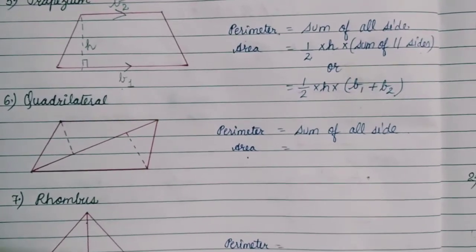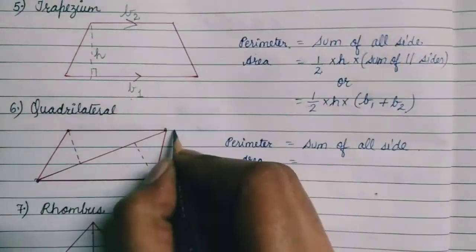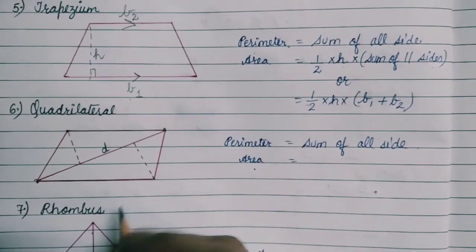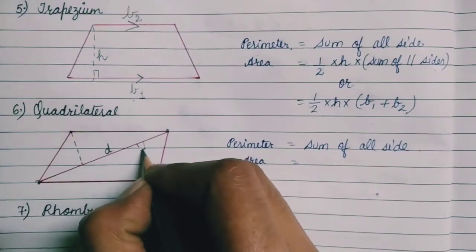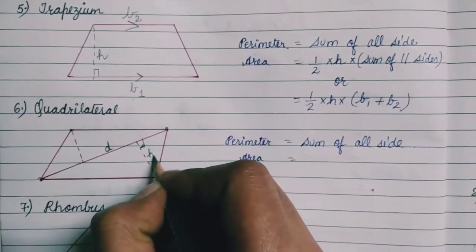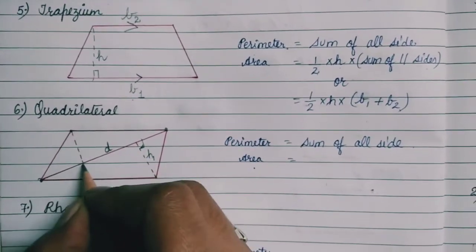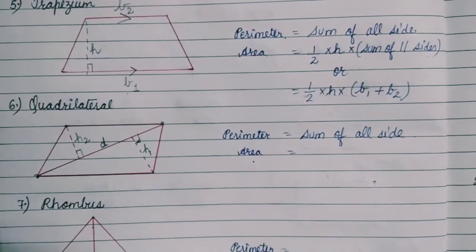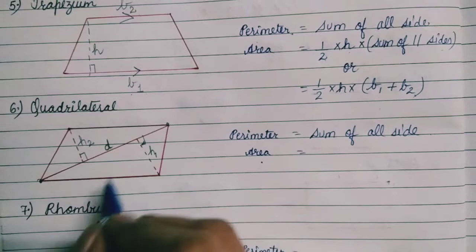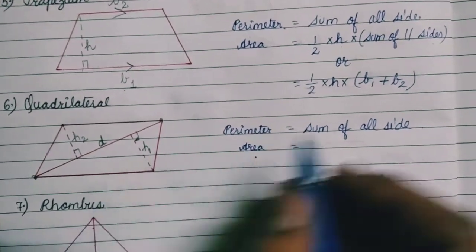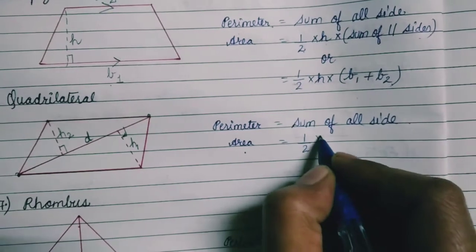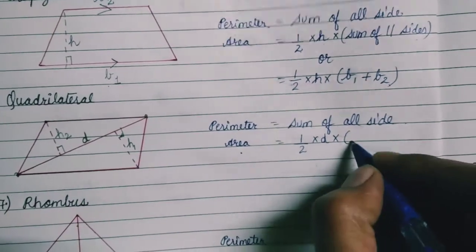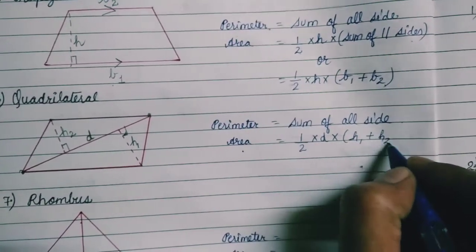You can simply see our opposite points are joined with each other. So this length will be the diagonal, and from this point a 90-degree line is drawn. So this will be H1, and from this point a perpendicular line is drawn directly. So this will be H2. So the area of a quadrilateral in which we have a diagonal with two heights is half into diagonal into the sum of both heights. The sum of heights is H1 plus H2.